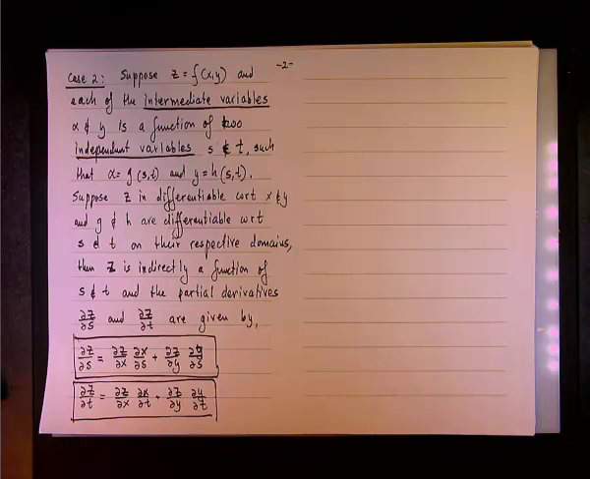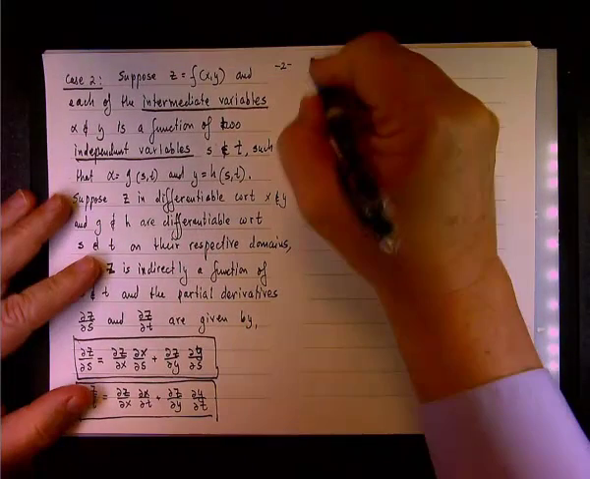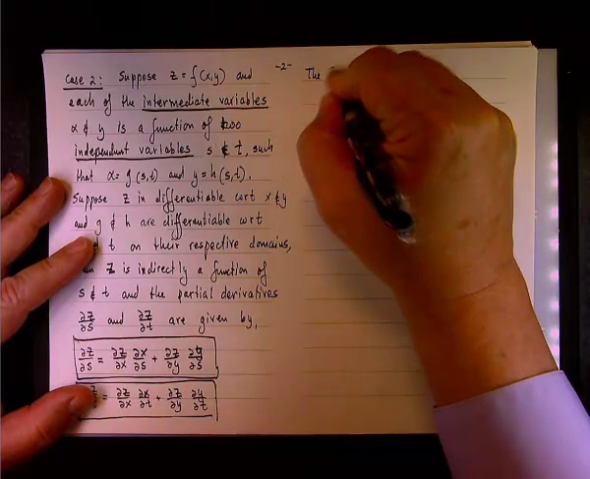Because we are at the risk of running out of letters, we're going to let all the intermediate variables be x1, x2, x3, all the way to x sub n. And all the independent variables, instead of s and t and so on, we call them t1, t2, t3, until we get to t sub m. Now, we don't necessarily have the same number of intermediate variables and independent variables. So that's why we have n and m. So let's write, and let's see what comes at the end of it. So the general case is the following.